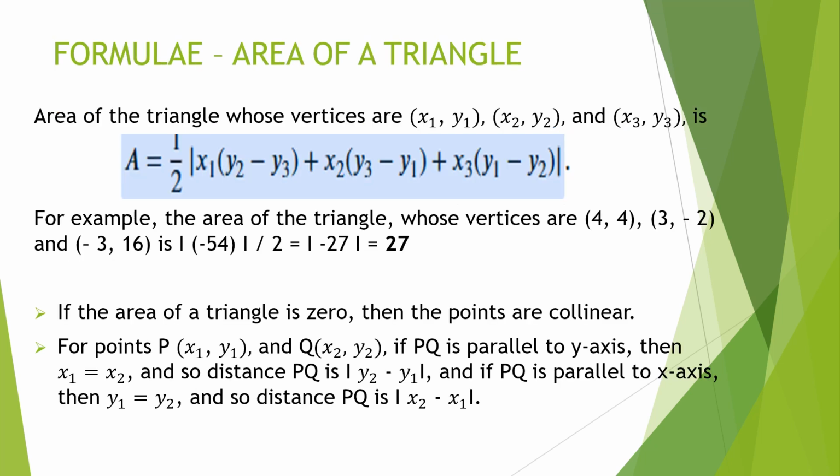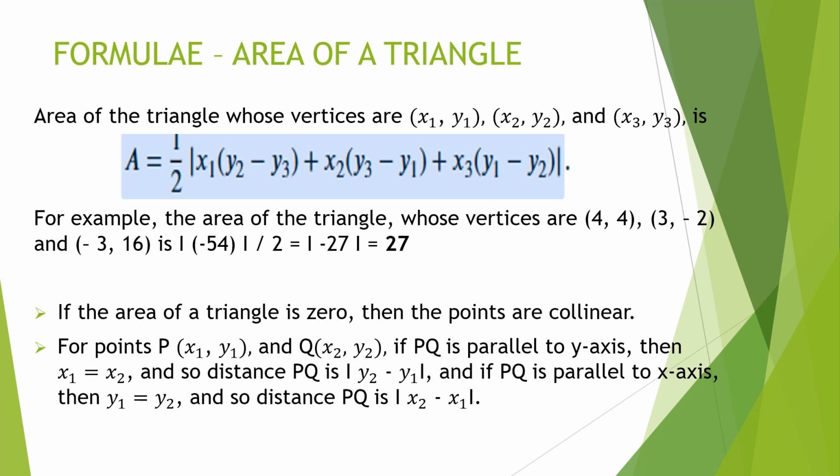The third formula is for finding the area of a triangle when the coordinates of the three vertices are given. Area of the triangle whose vertices are x1, y1, x2, y2 and x3, y3 is given by A is equal to half of mod of x1 into (y2 minus y3) plus x2 into (y3 minus y1) plus x3 into (y1 minus y2). For example, the area of a triangle whose vertices are 4, 4, 3, minus 2 and minus 3, 16 is mod of minus 54 upon 2, which is minus 27. Mod of minus 27. Mod means only positive value. Obviously, area is always positive. It is in square units. So, the area is 27 square units.